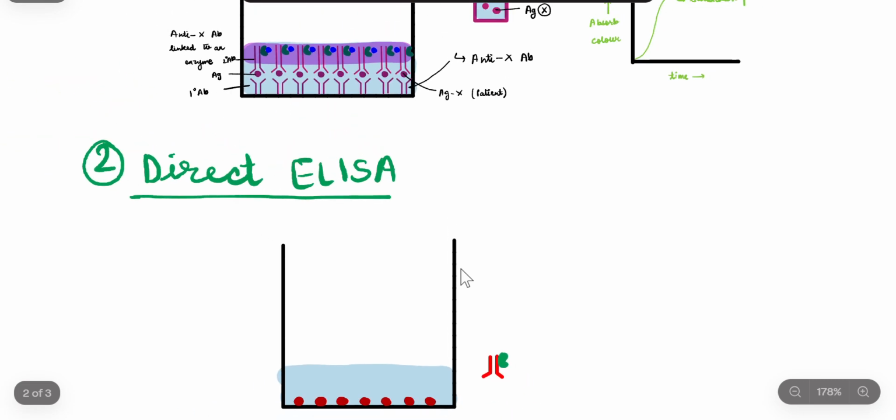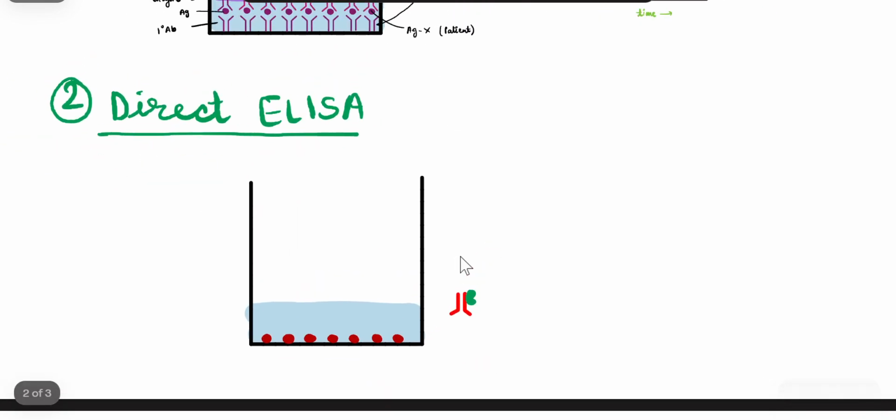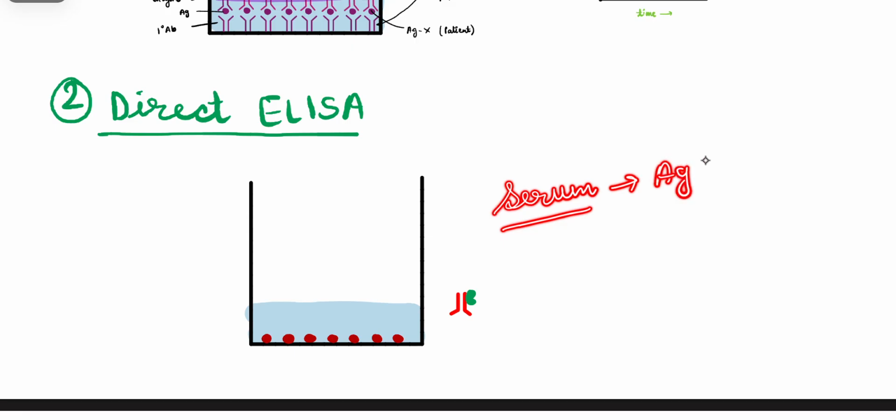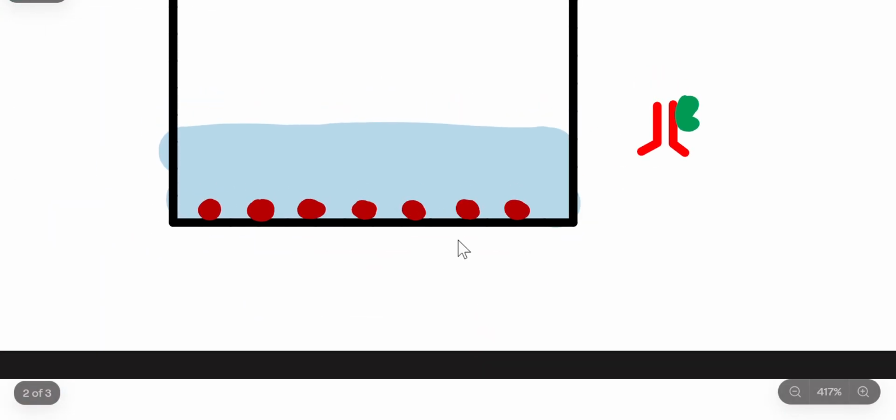The next is direct ELISA. Direct ELISA is quite simple. What you need to do is take the patient's serum. If the serum has the antigen X, we take that serum and fix it in the well. Fixing is required so that the antigens can be coated in the well.